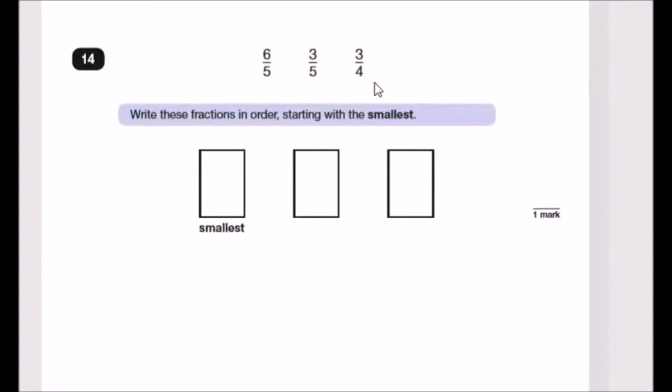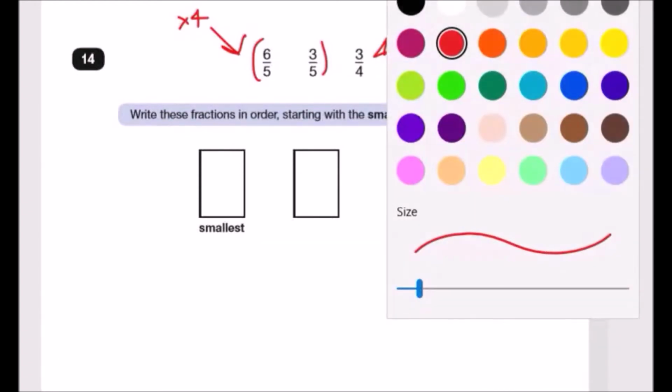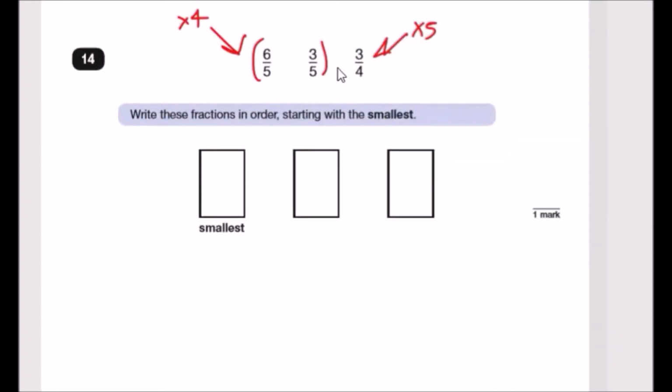If you look at the 5s and 4s, we can see that they both have a lowest common multiple of 20. And the trick here is that if you can't find a number that they both go into, just multiply them against each other. So I'll multiply this fraction by 5 and multiply both of these ones by 4. This will give us fractions over 20. So 6 over 5, multiplied by 4, gives 24 over 20. 3/5 multiplied by 4 up and down gives 12 over 20. And multiplying 3/4 by 5 up and down gives 15 over 20.